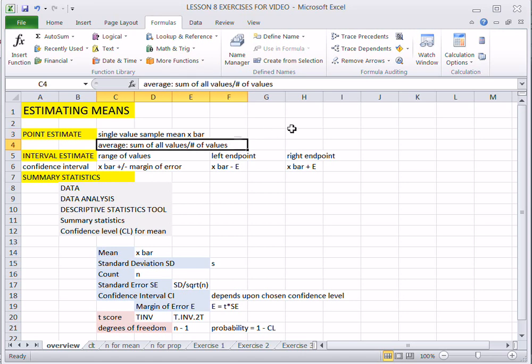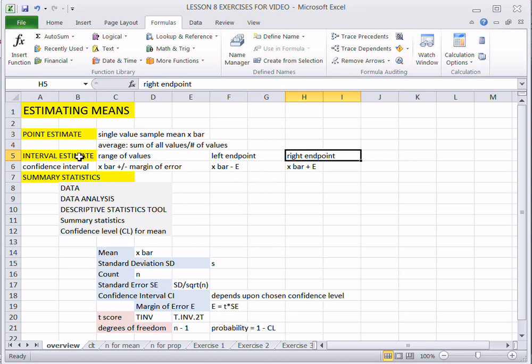It is the same thing as the average that we're used to talking about every day, which is the sum of all of the data values divided by the number of data values. Now the point estimate is a single value, but we really don't know how good it is. So to answer the question, how good is this point estimate, we can compute an interval estimate, which consists of a range of values, and the range of values are delineated by a left endpoint and a right endpoint.